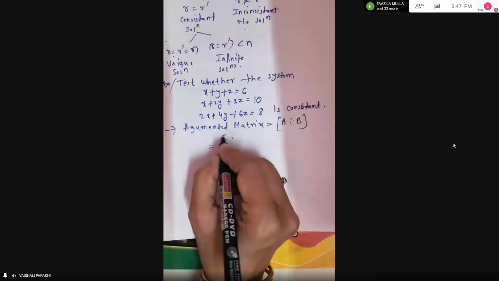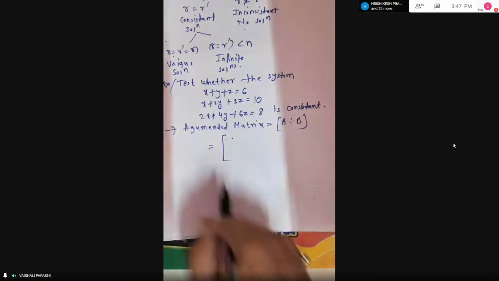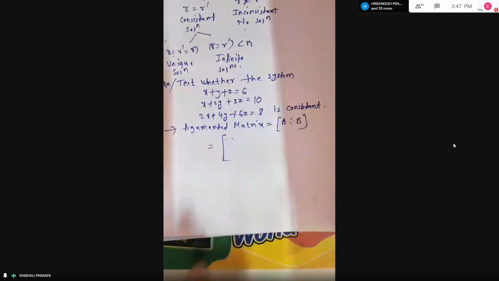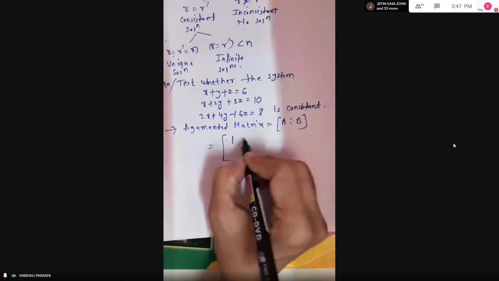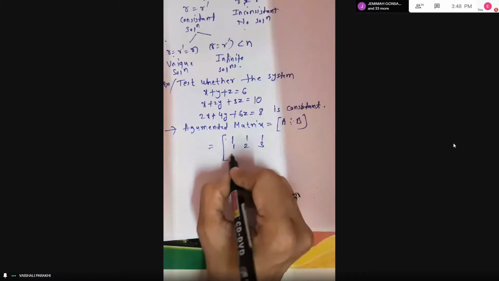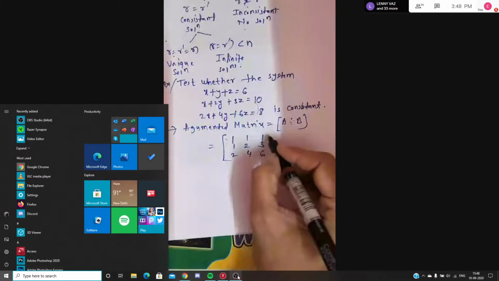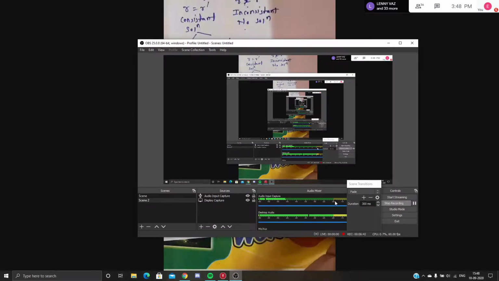which is equal to, now see how to write A. A means all the coefficients on the left hand side of the equation. So 1, 1, 1, 1, 2, 3, 2, 4, 6. So these are all the coefficients on the left hand side, students, right? Then I'll put a dotted line here. It is just for our convenience.